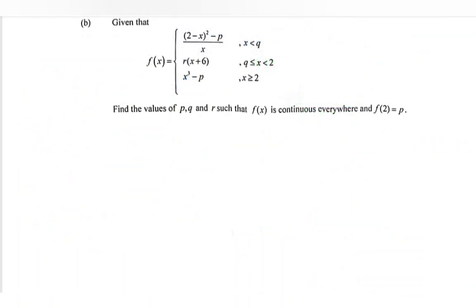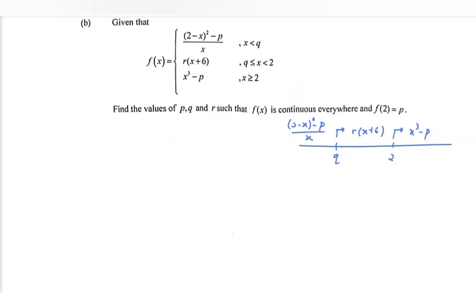Next, kindly refer to b. Given we have the piecewise function, my suggestion is to illustrate the situation on a real number line. So here we have q, then here we have 2. Less than q, we will have (2 minus x) squared minus p over x. Between q and 2, we have rx plus 6. If it's q, we will make use of this function, x cubed minus p. If it's 2, we will make use of this function, x cubed minus p.